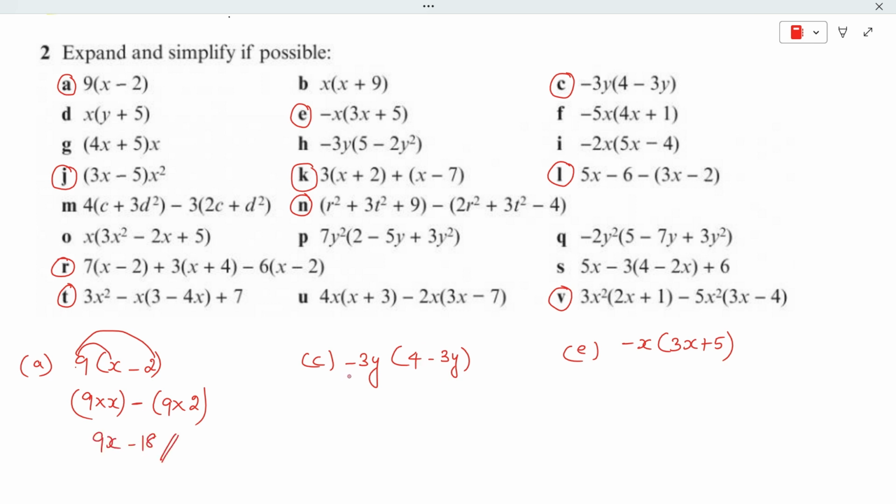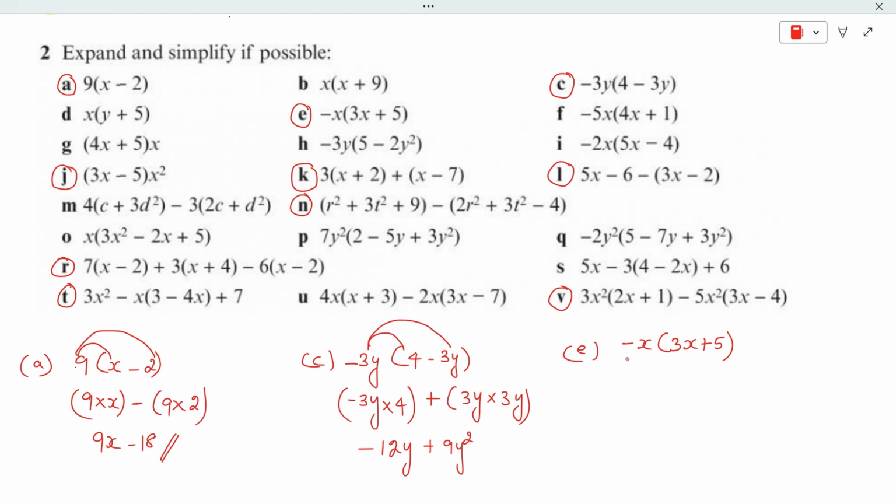Come to the c sum, minus 3y. Remember, the negative sign outside the bracket will reverse the sign of the terms inside the bracket. So minus 3y into 4, and minus into minus, or negative into negative, makes the term positive, and it is 3y times 3y. So you will get minus 12y plus 9y square. You have to multiply the numbers separately and the variables separately.